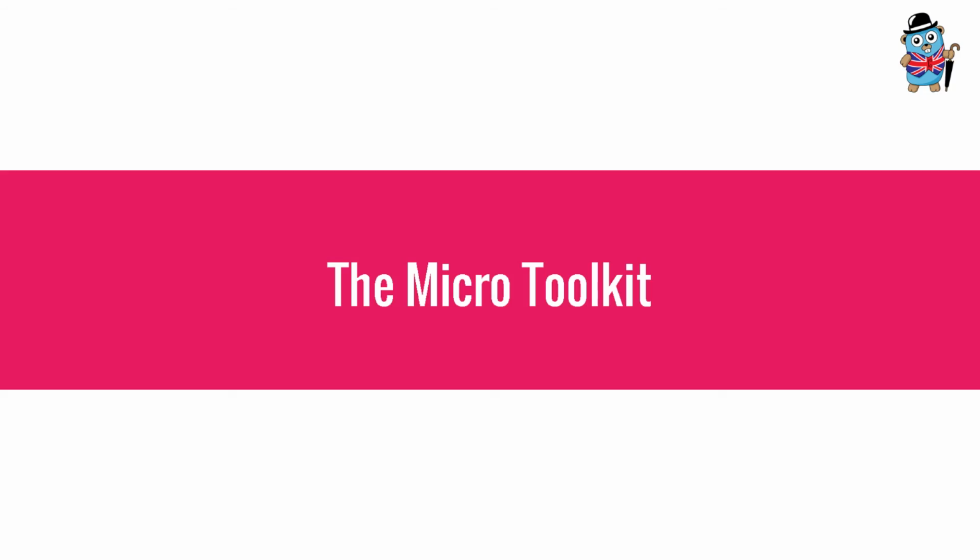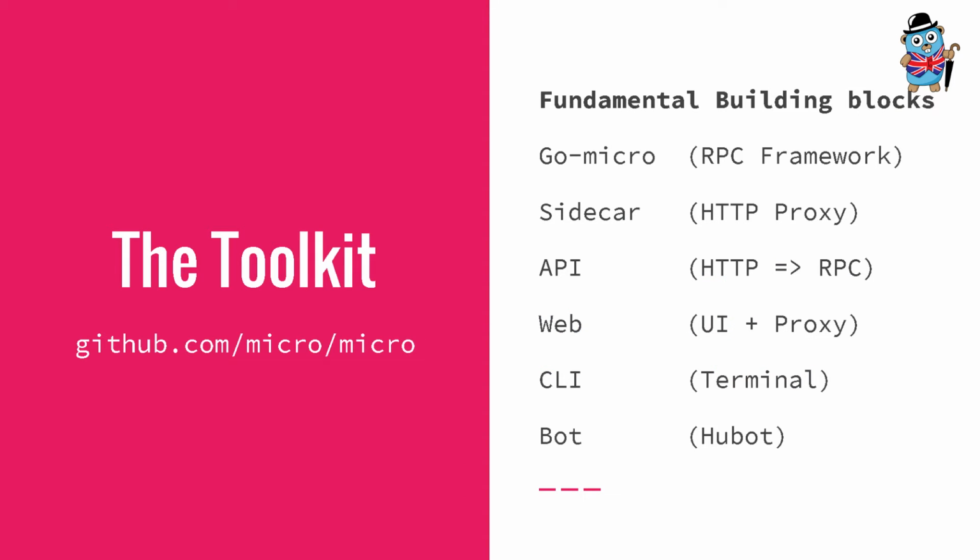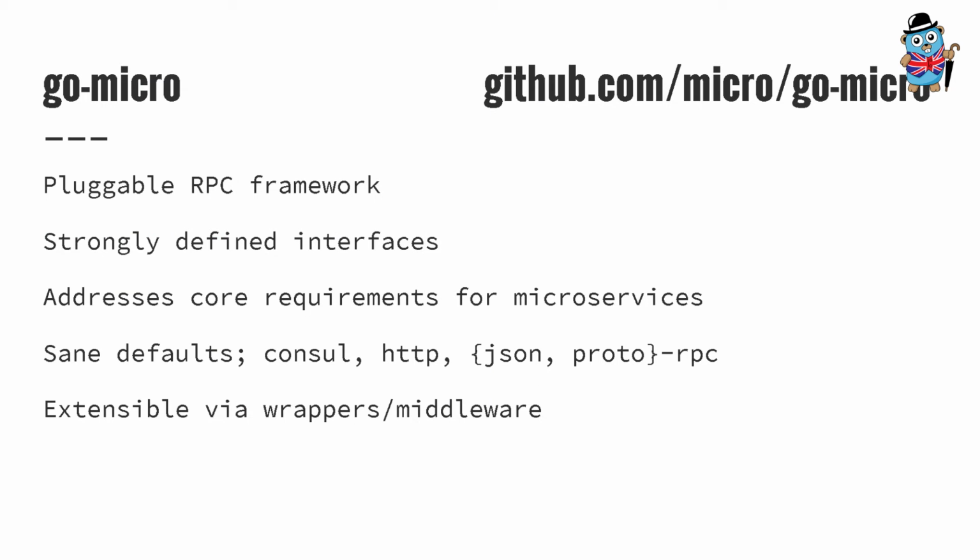So finally getting into the toolkit. So the toolkit is essentially, again, what I call these building blocks. At the core, there's this RPC framework, which lets you write microservices, and then there's a number of components which essentially help you query them in various different forms, and I'll go into that a little bit later, but I want to start with Go Micro itself.